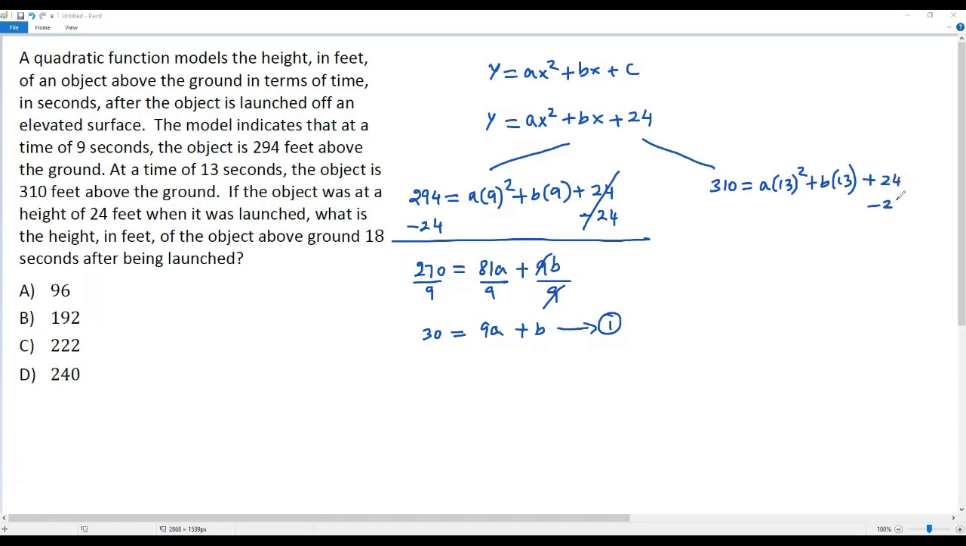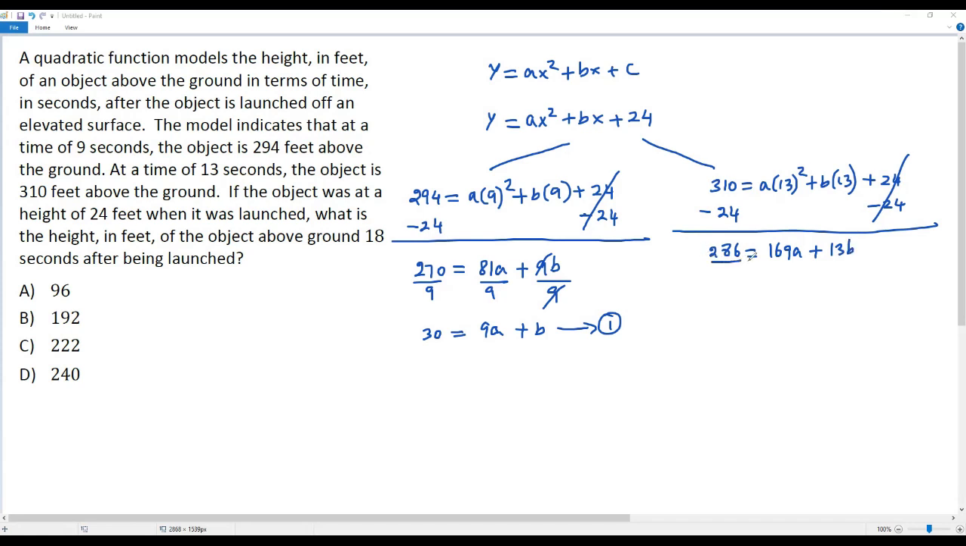Let me subtract 24 from both sides of this equation. Then the +24 and −24 cancel out. When I subtract 24 from 310, I get 286, equal to, since 13² is 169, 169a + 13b.